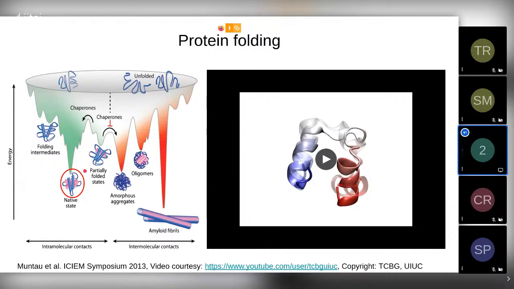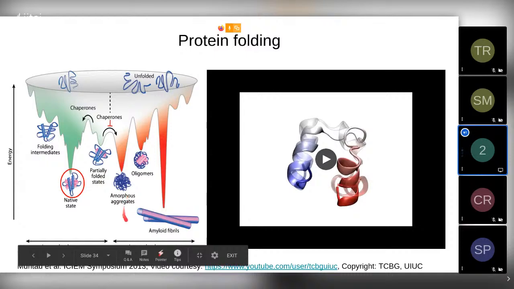Although one might understand that the native state, or the folded state, may not be the global minimum of the free energy surface, and there can be other low energy minima which can lead to amorphous aggregates or amyloid fibrils, which are responsible for diseases like Alzheimer's and things like that.